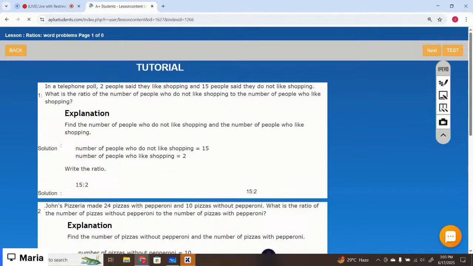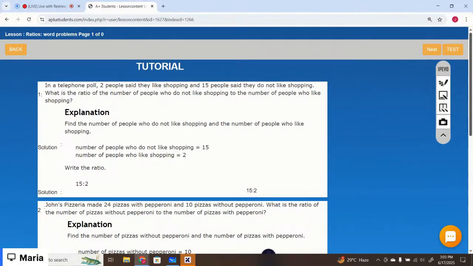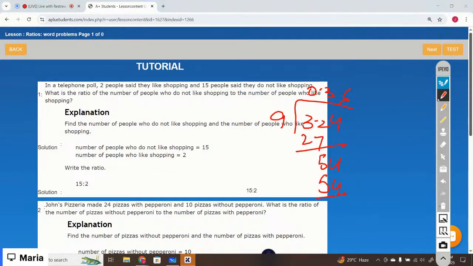Many people said they like shopping and 15 people said they do not like shopping. What is the ratio of the number of people who do not like shopping to the number of people who like shopping? 15 people do not like shopping. So please, let's just start with the test questions.